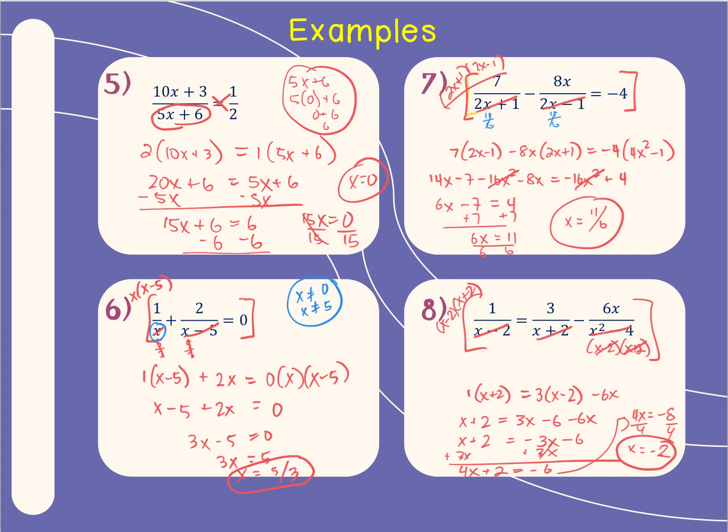Now I have to go back and again check. And I already see that there's a problem. Not a problem here. If x is negative 2 here, my denominator is negative 4. That's okay. However, negative 2 here gives me a denominator of 0. And therefore, this is a no solution. Okay? Because the solution that we got is extraneous. And that means it's mathematically correct, but invalid in this problem.